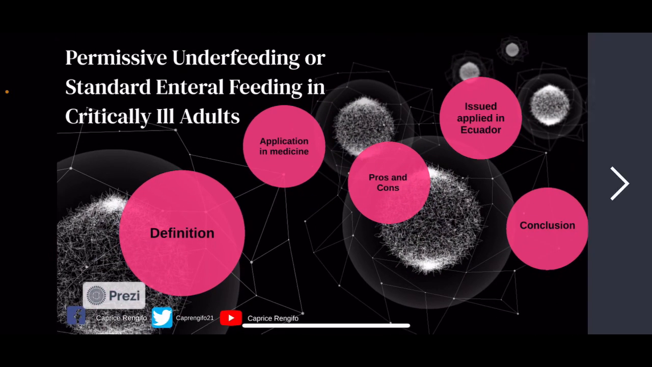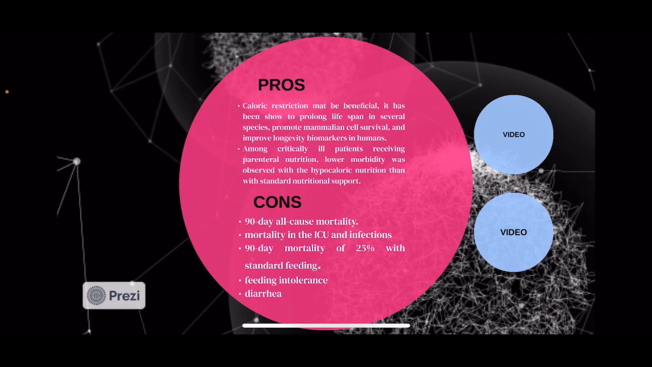Pros and cons. The pro is that caloric restriction may be beneficial. It has been shown to prolong lifespan in several species, promote mammalian cell survival, and improve longevity biomarkers in humans. Another one is that among critically ill patients receiving parenteral nutrition, lower morbidity was observed with hypocaloric nutrition than with standard nutritional support.